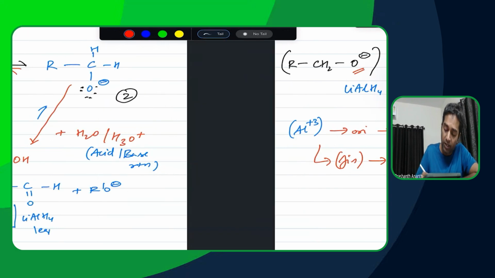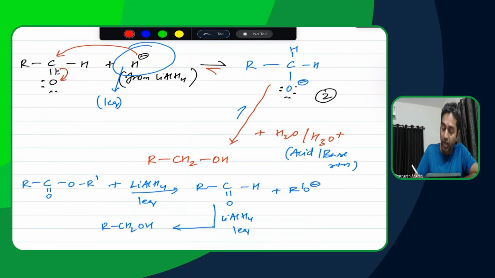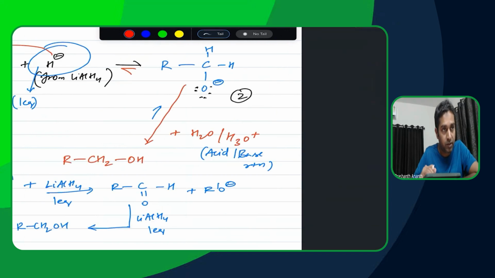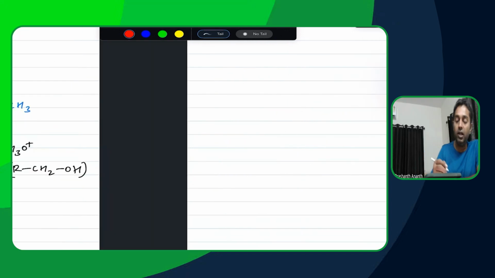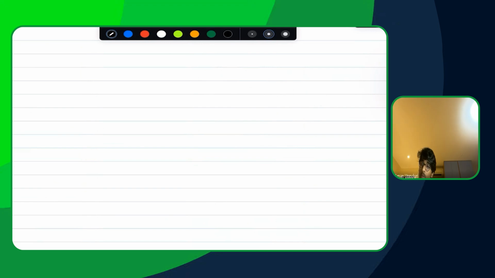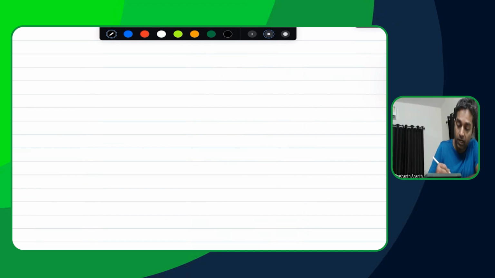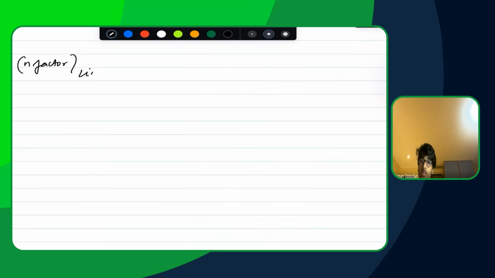Look at the terminology I've used here very carefully. I put one equivalent in every spot. One equivalent means one amount of H minus. So the N factor for LiAlH4 is 4. So yes, LiAlH4 N factor is 4. Yes.